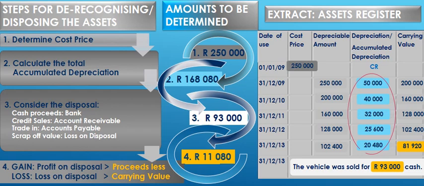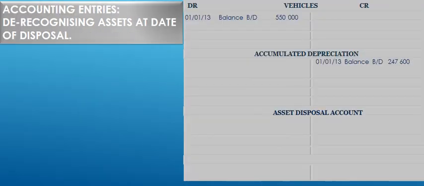The proceeds are greater than the carrying value, therefore the business is realizing a profit on disposal with this transaction. The above steps can be translated as follows into accounting records. We are disposing of an asset or a vehicle that cost 250,000 francs.